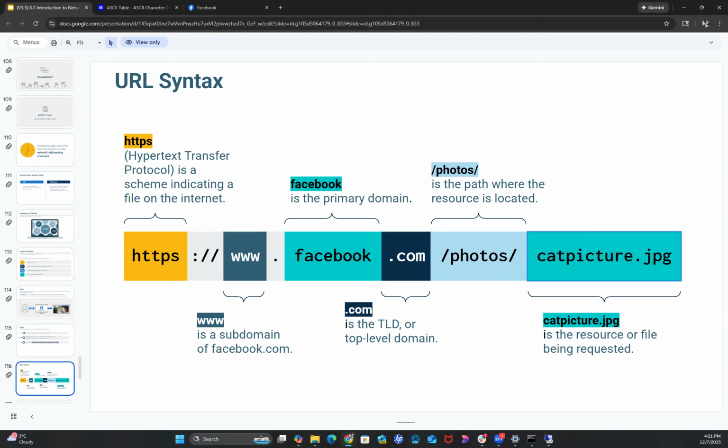So a web server uses the URL to determine the exact location of the resource being requested, then returns this resource to the client, the browser.